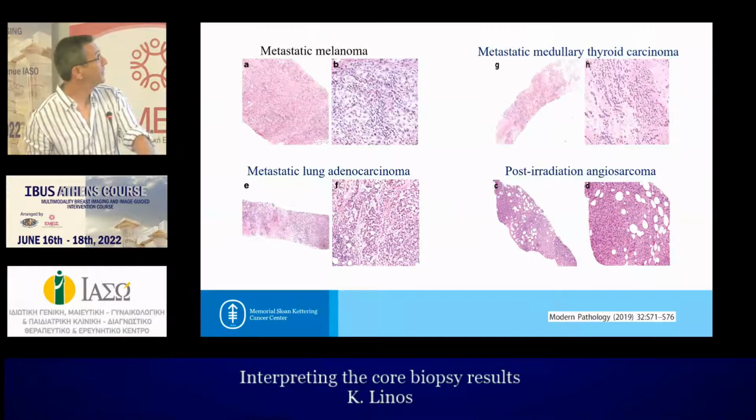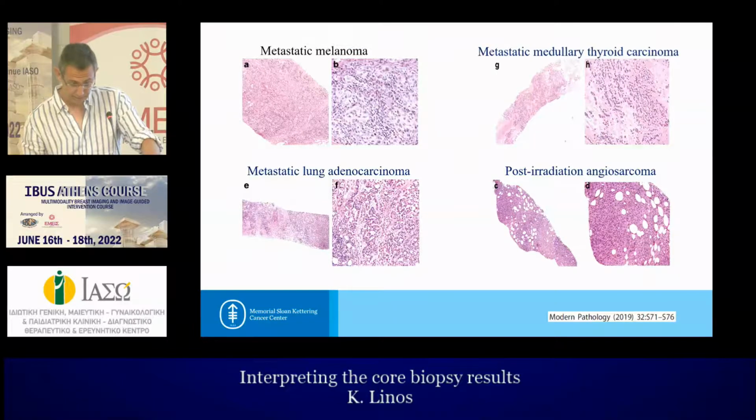Here is a metastatic, do I see here, let me show my laser point.